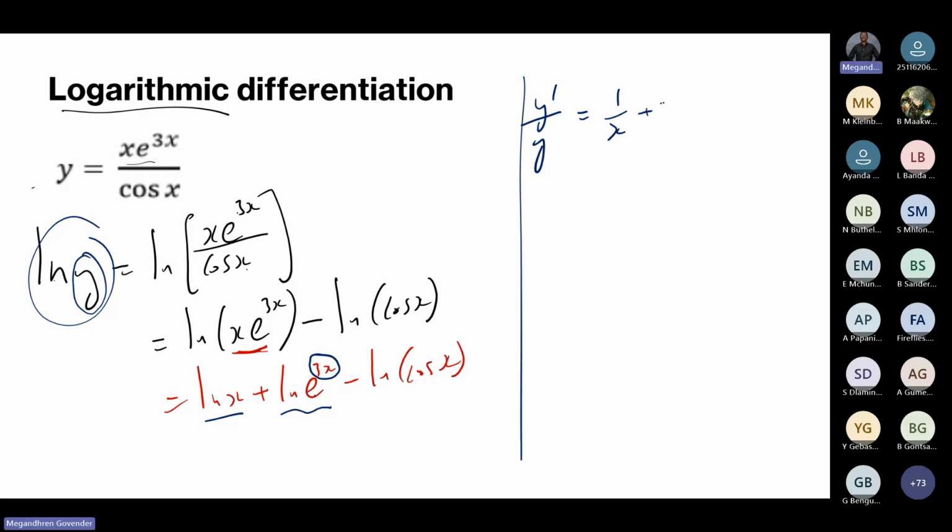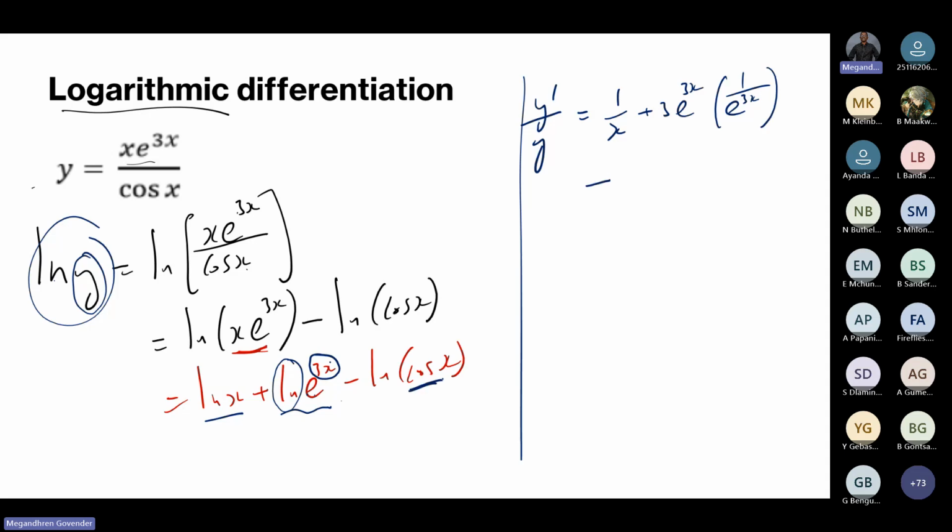3. Right. What's the derivative of e to the something? E to the something. Correct. And what's the derivative of ln of something? 1 over something. That's right. And there's a minus sign there.